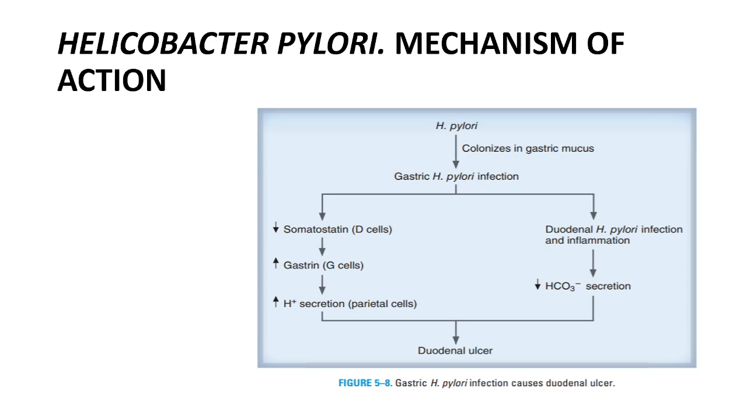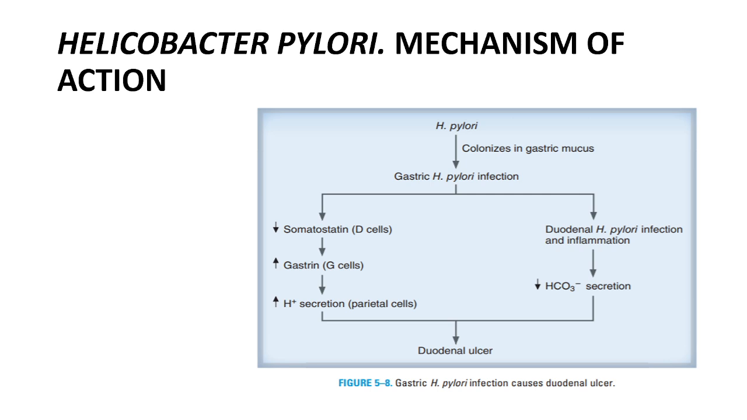Plus, ammonium is also produced, and ammonium is by itself damaging to the gastric mucosa, being an acid. So H. pylori also suppresses D cells and releases the G cells from the inhibitory influence of somatostatin, thus additionally increasing hydrochloric acid production.